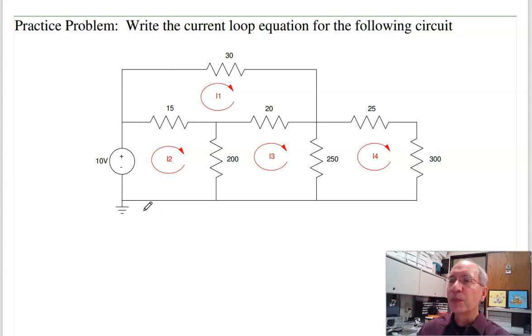So here's a practice problem. I've got 4 windows. Write 4 equations for 4 unknowns.